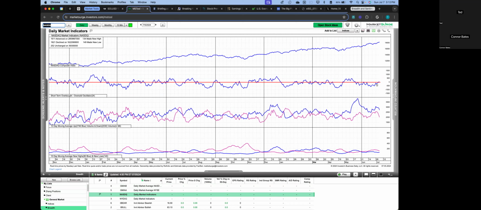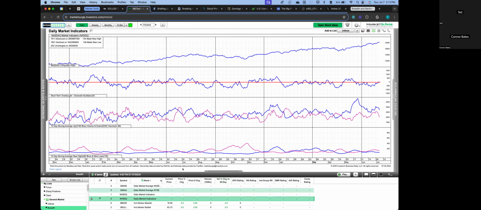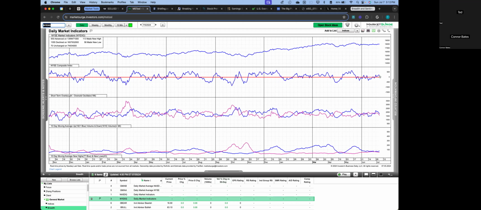For example, NASDAQ's at all-time highs, but this overbought, oversold oscillator is at zero, which is pretty surprising. You wouldn't expect it to be at zero when NASDAQ's just zooming into all-time highs. And then the 10-day moving average of up volume is also dropping, same with down volume, and there's less new highs versus new lows too. So there's still a lot of disconnected breadth. Same with the NYSE, just barely above that zero level, but we do have more new highs than new lows in the NYSE.